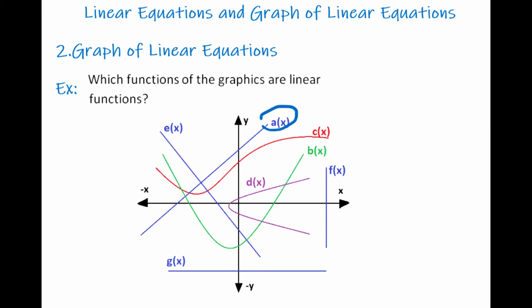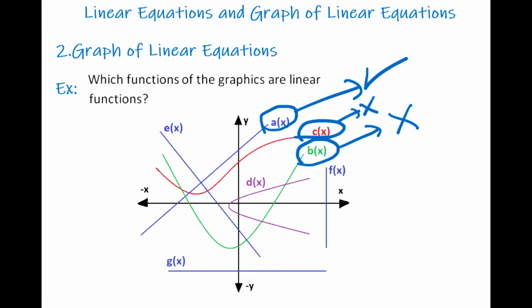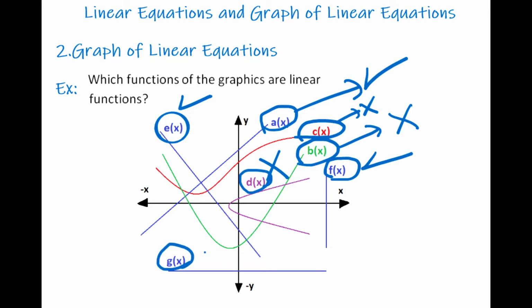For example, A is a straight line, right? So A is a linear equation. If you look at B, it's not a straight line, so it is a quadratic equation actually. So B is not a linear equation. And C, the red one, is not a linear equation. D, as you can see, is not a straight line, so D is not a linear equation as well. E is a straight line, so E is a linear equation. F is a straight line, so it is a linear equation. G is a straight line, so G is a linear equation.